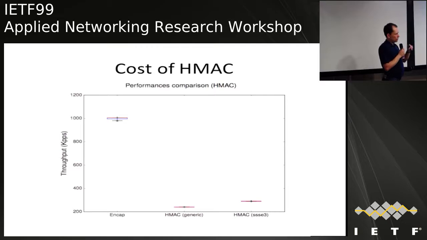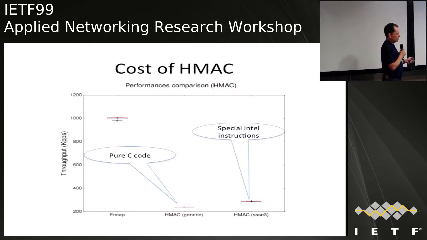So if you have to compute an HMAC with SHA-256 for each IPv6 header that you have to process, there is a cost and there is no surprise. So you get a bit more than 200,000 packets per second with a generic implementation of HMAC SHA-256 in the Linux kernel. If you use the version which uses special Intel assembly instruction, then you have slightly better. You are close to 300,000 packets per second, which is not too bad, but this is still very significant. And doing an HMAC computation is much more costly than doing a lookup in the IPv6 routing table.